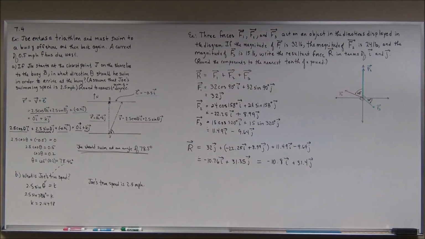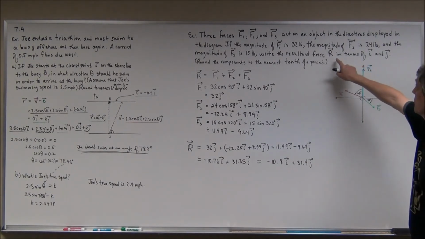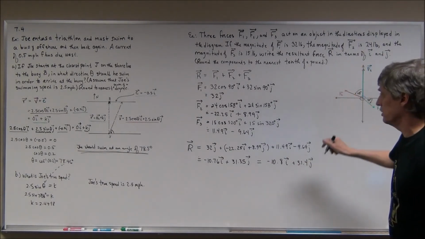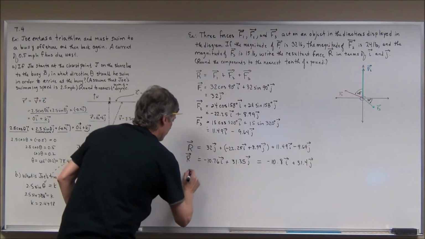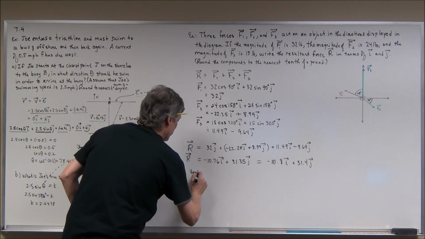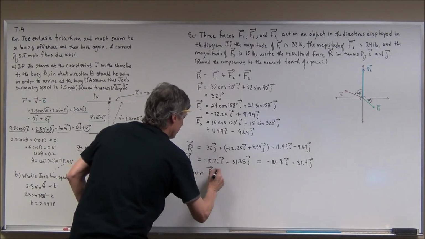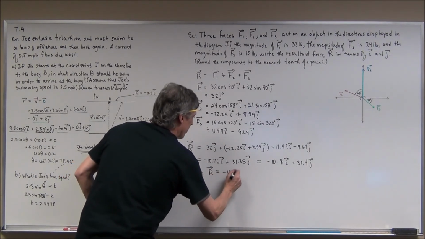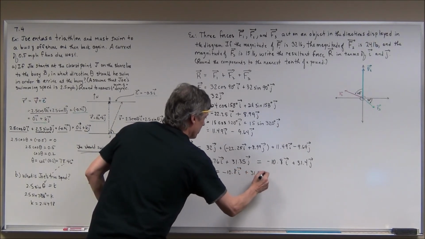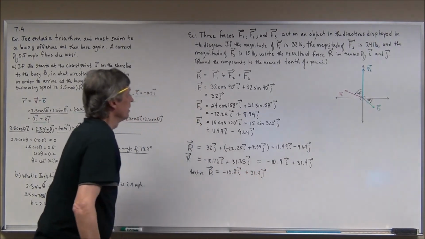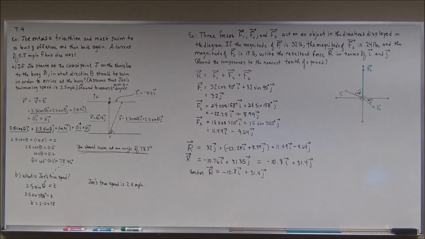And what do we want here? We want to write the resultant force in terms of i and j, so it's right here. So vector R equals negative 10.8i plus 31.4j. And this would be to the nearest tenth of a pound.